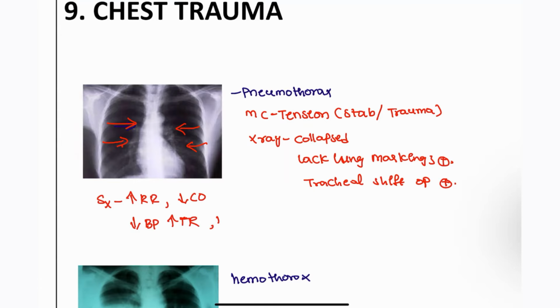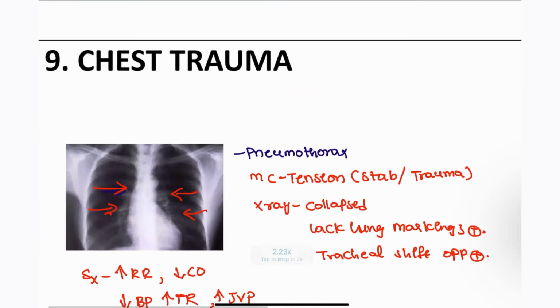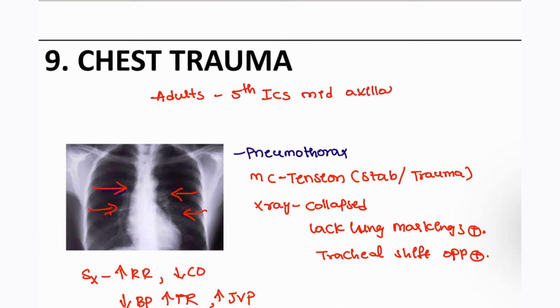Okay, as I said, JVP will also be raised. Next, on the emergency treatment for this patient, for the adults, the needle will be inserted at which location, guys? Fifth intercostal space in the mid axillary line. Okay, mid axillary line you have to insert. Next, you have to understand that it should be at the anterior axillary line instead of the mid axillary line. Better choose the anterior axillary line.